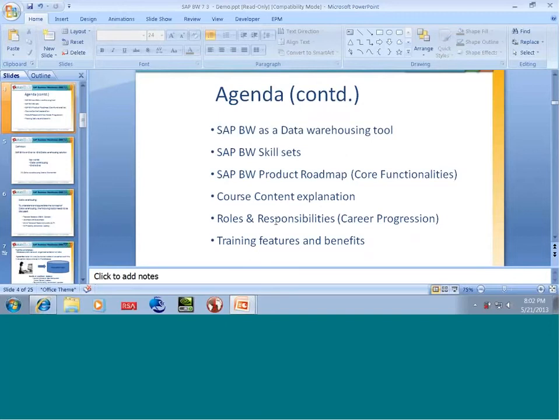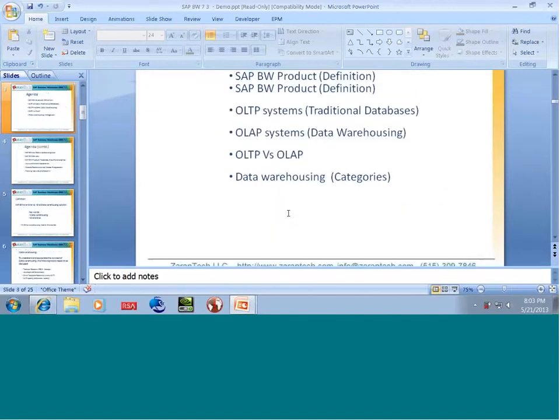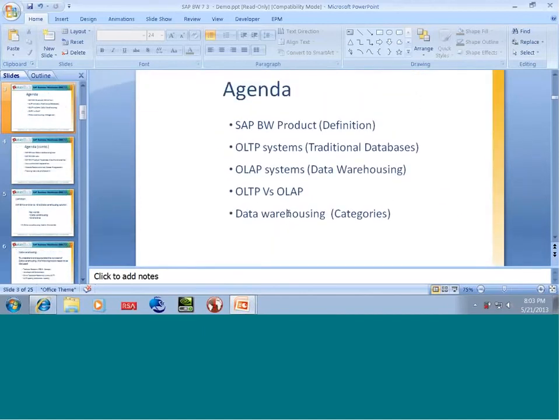Once you have an understanding of what the course is, then we get on to the roles and responsibilities. After the training, what are you going to be doing? What are the kinds of roles and responsibilities that are available in the market? And once you look at it, you can also look at it from a career progression standpoint. Where would you start and how would your career progress naturally? And then again, we'll look at what are the training features and benefits that are available, and we will go through that in detail. All right, so any questions in the agenda section before I get started?